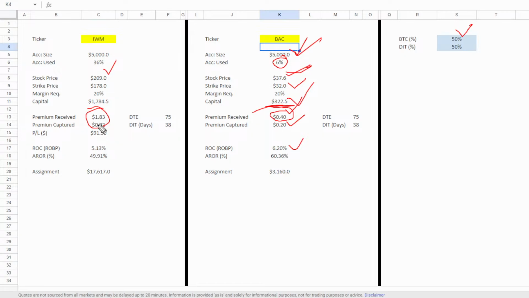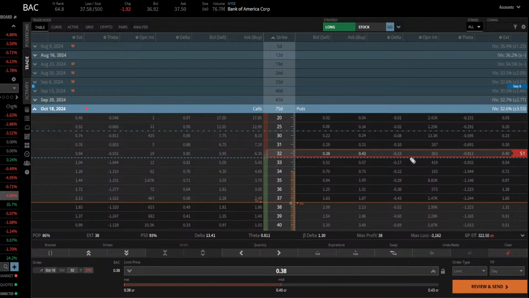Because if this thing here doesn't have enough liquidity, it doesn't matter how much you collect anyway. The same thing for IWM. The reason I'm using BAC and IWM is that both have decent liquidity, so you can compare apples to apples in terms of liquidity. Of course, in terms of price, it's a massive difference, almost 6 to 1. But in this case, capturing 50% for both, which is 92 cents out of 1.80 and 20 cents out of 40 cents, we're getting 5.13% and 6.26%.